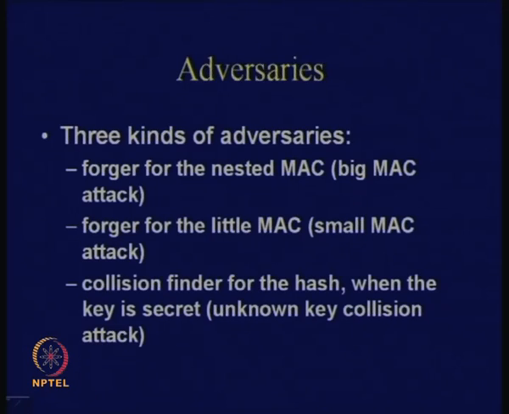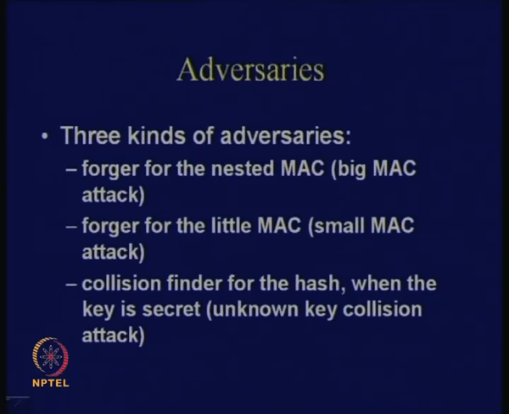Okay. So, this is called the unknown key collision attack. If you assume these three attackers, or these three attacks, then you can relate the probability of success of these attacks. We will try to understand how. Let us see how.